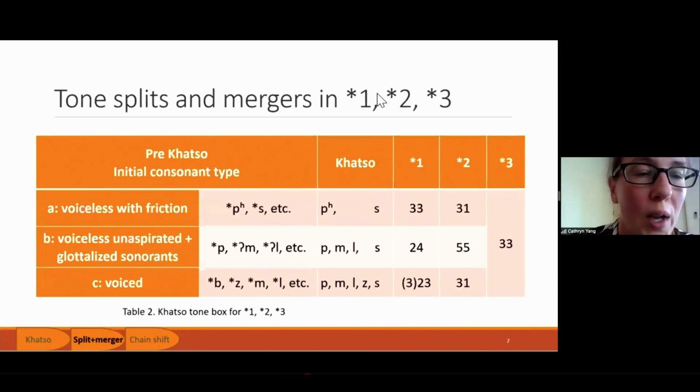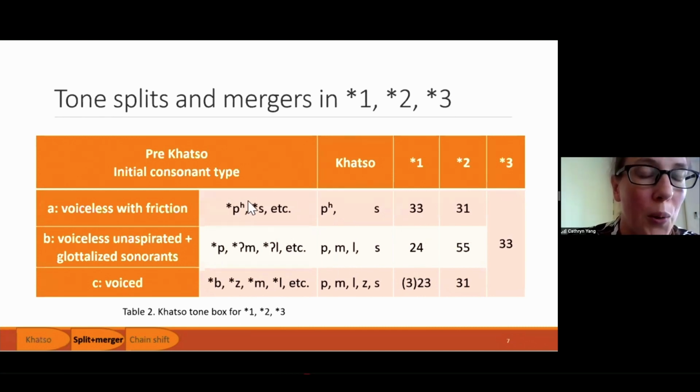So now we're ready to show the splits and partial mergers that have occurred in historic tone categories 1, 2, and 3. Tone splits and mergers are usually depicted by a tone box, a tool that was popularized by Gedney, 1972, where the rows are different initial consonant types, syllable initials, and the columns are different tone categories. So the boxes that we see are the modern tone reflexes of the combination of syllable initial consonant and tone category. And this tone box tool is very useful for showing the transfer of contrast from historic initial consonant to the tone.